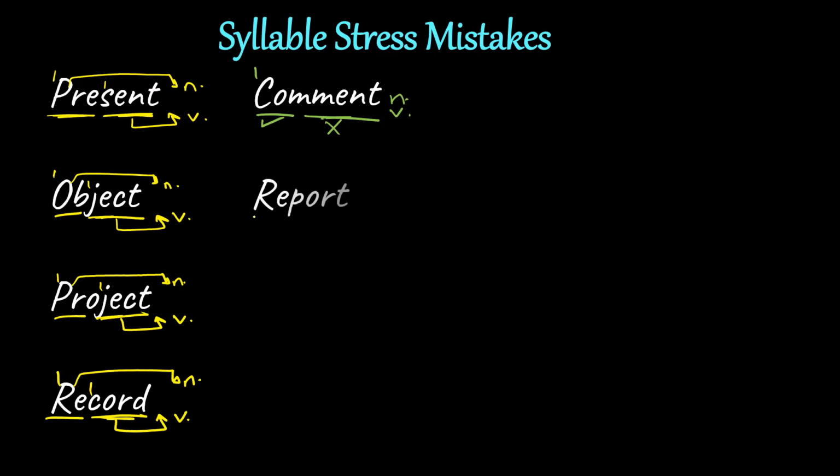Another example, report. The stress is always on the second syllable. Don't stress re and say REport. Whether it's a noun or a verb, the stress is on the second syllable. So I have a report to finish, or I'm going to report. Result. The stress is always on the second syllable for a noun and a verb. So I say I need to check the exam's results, or cancer results from smoking.